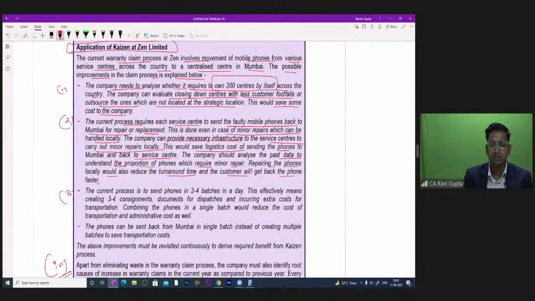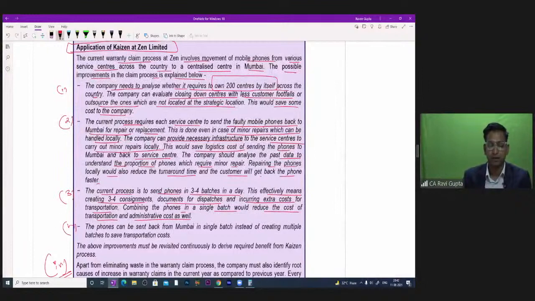Then the third one is, the current process is to send phones in 3 to 4 batches in a day. This effectively means creating 3 to 4 consignments, documents for dispatch, and incurring extra cost for transportation. Combining the phones in a single batch would reduce the cost of transportation and administrative cost as well.